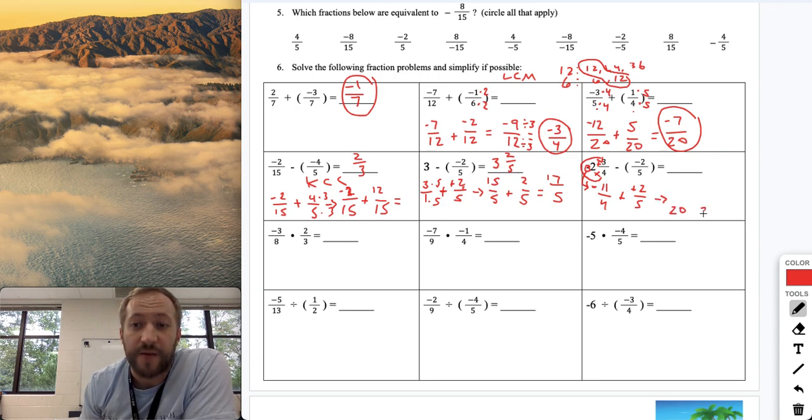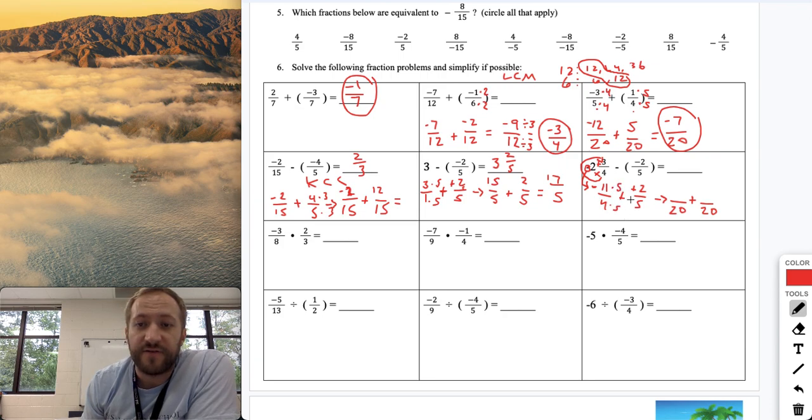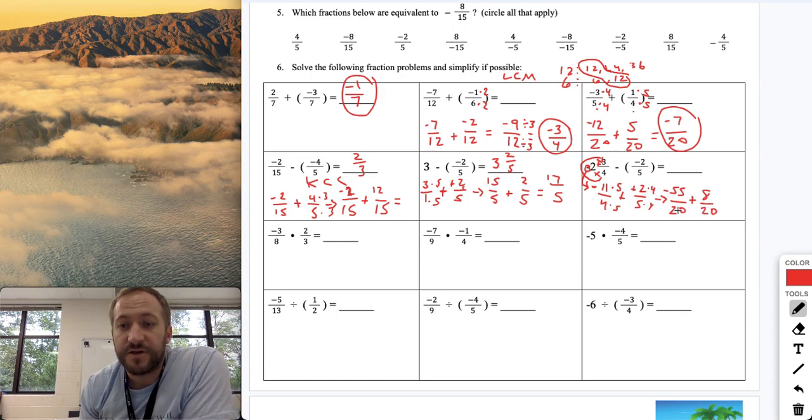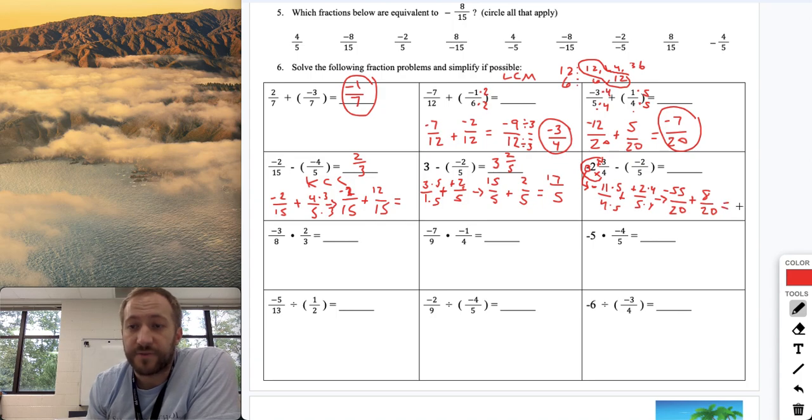4 and 5 have a common denominator. The lowest common multiple is 20. So let's change the numerators accordingly. 4 into 20, I had to multiply by 5. -11 by 5, I'll do the same thing up top. That gives me -55. 5 into 20, I had to multiply by 4. I'll do the same thing up here. 5 times 4 gives me 20. 2 times 4 gives me 8. So now I have common denominators. I'm going to keep that in my answer. And then I'm going to add the numerators.